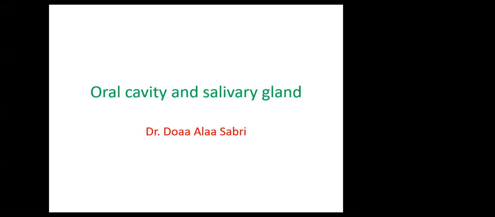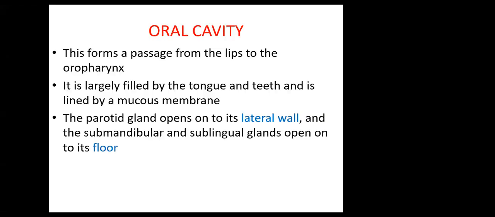Oral cavity and salivary gland. First part of the lecture, our presentation is about the oral cavity. The oral cavity forms a passage from the lips to the oropharynx. It is largely filled by the tongue and teeth and is lined by a mucous membrane. The parotid gland opens on its lateral wall and the submandibular and sublingual glands open to its floor.